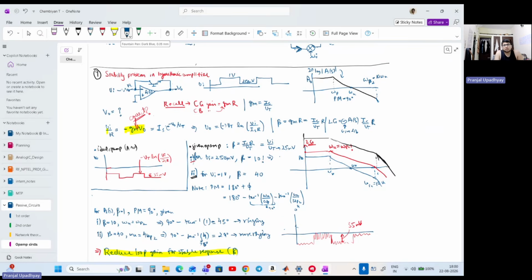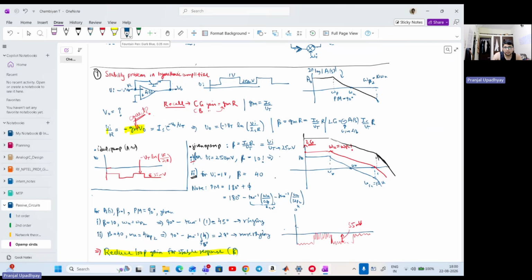Cool. Now, since we are to comment upon the stability in this problem, we know that stability depends on the phase margin. So we can easily express our phase margin as this: phase margin is 180 degrees plus the phase of this loop gain. So it turns out to be 180 degrees minus tan inverse of omega u by omega p1 minus tan inverse of omega u by omega p2. Cool.